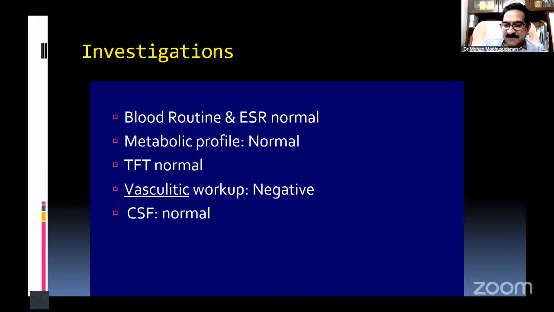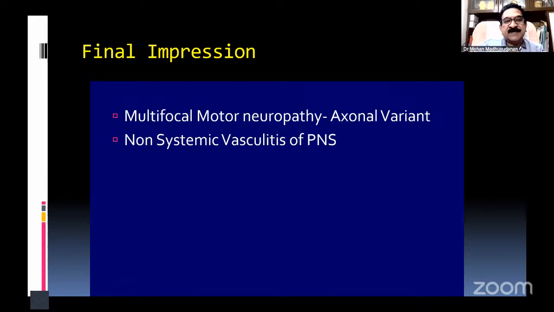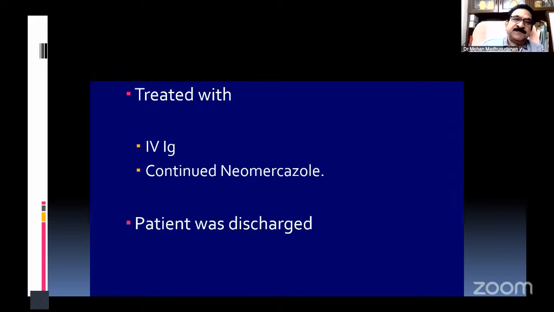Right, yeah. Because ideally, a biopsy should have been done, but because the facilities were not available at that time, it was not done. So these are the things you considered: multifocal motor neuropathy, axonal variant, non-systemic vasculitis of the peripheral nervous system. The patient was given IVIG and continued on treatment. She was already on neomercazole, and the patient was discharged.